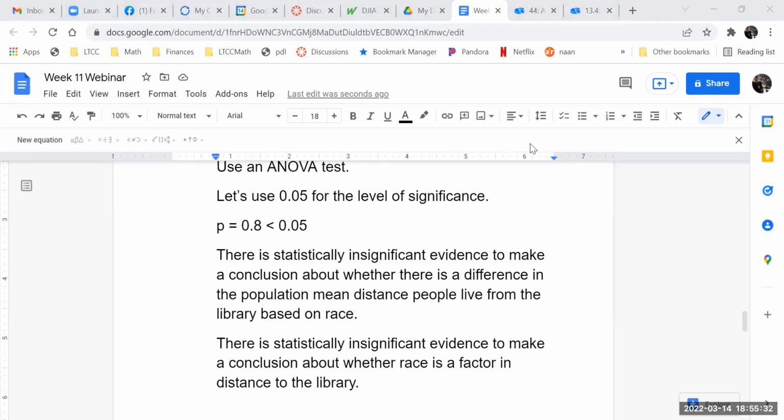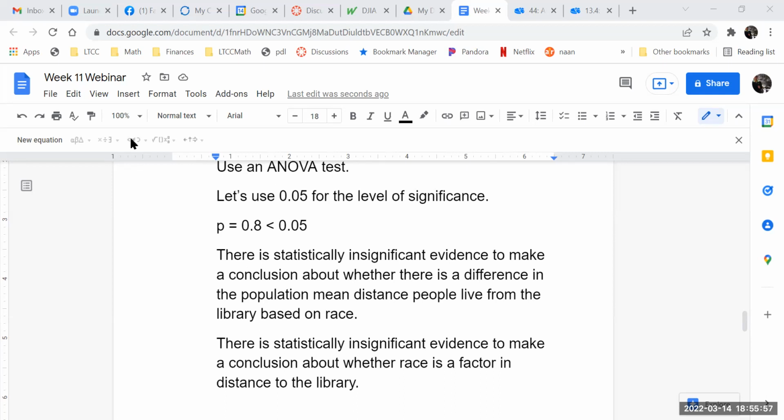And a lot of people say that the H1 is that race is a factor in distance to the library. Okay, so whatever the categories are, is that a factor in what the mean is that you're looking at? So you'll see that often in terms of research.